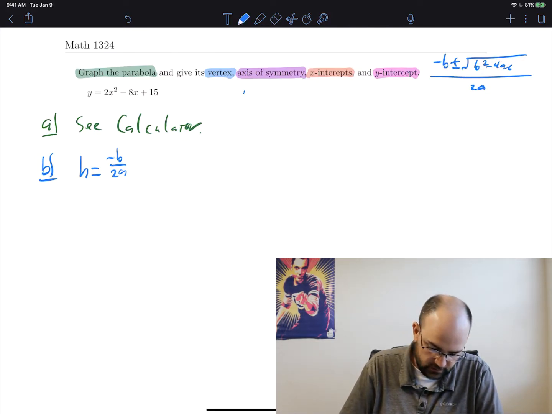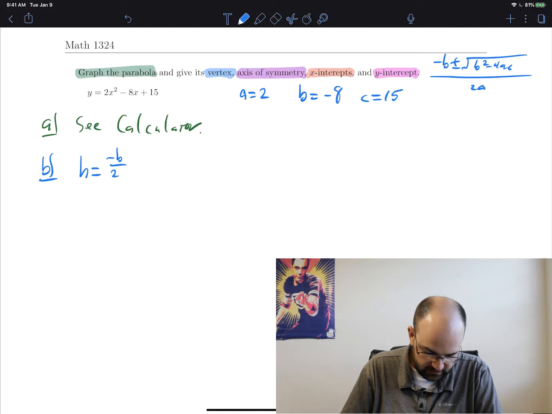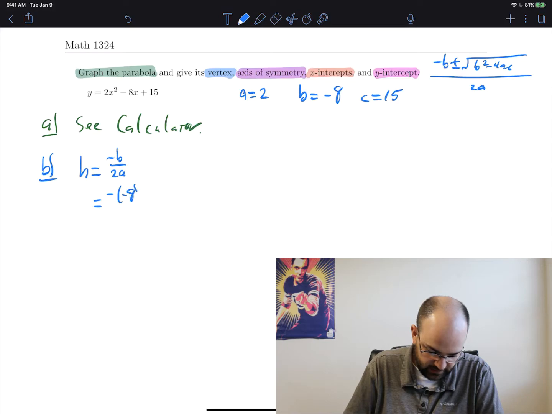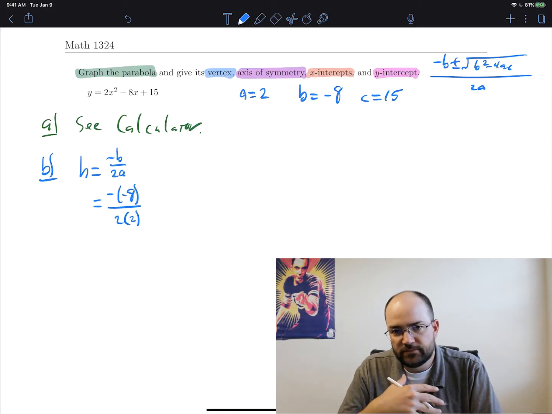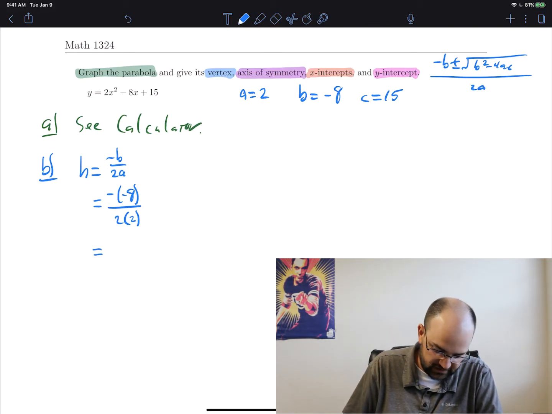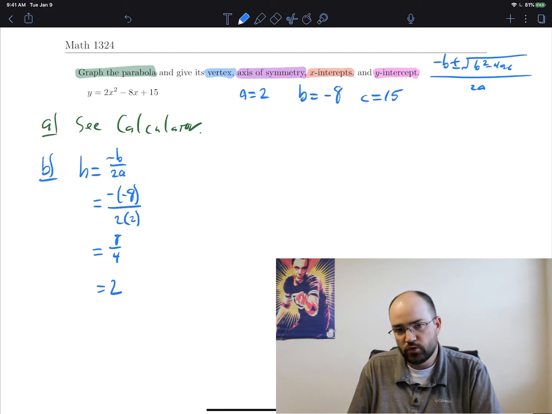So here, a is 2, b is negative 8, and c is 15. And then just plug this into the formula here. So negative b means the opposite of negative b, all over 2 times 2. Now this is the reason I'm kind of showing one like this. Opposite of a negative just makes it a positive, which means that this is just 8 over 4, which of course would be 2. So that's the x-coordinate of the vertex.